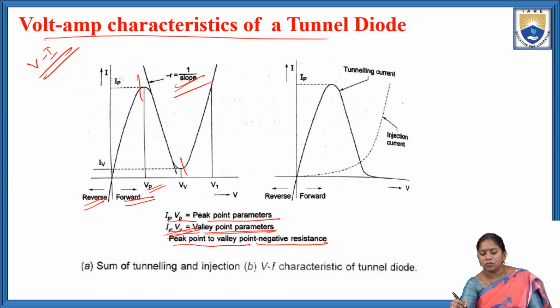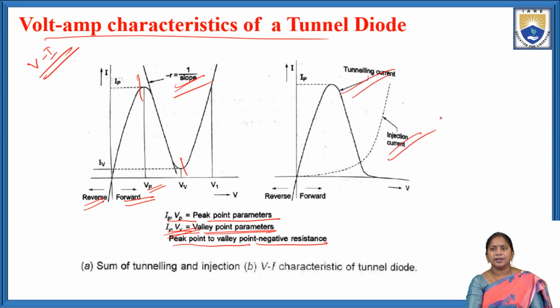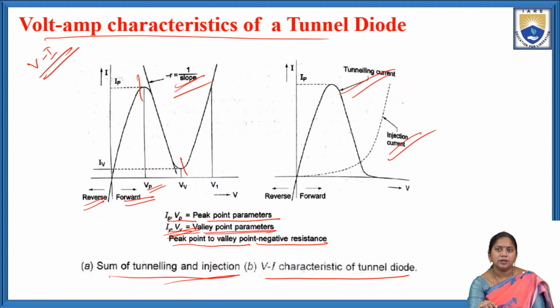In this figure also, this is the tunneling current and this is the injection current. Tunneling current and injection current both are observed from figure 2. The sum of the tunneling and injection currents gives the VI characteristics of the tunnel diode. From figure 1 we observe one peak and one valley, where IP and VP are the peak point parameters and IV and VV are the valley point parameters. From figure 2 we observe the tunneling current and injection current in the forward bias region.